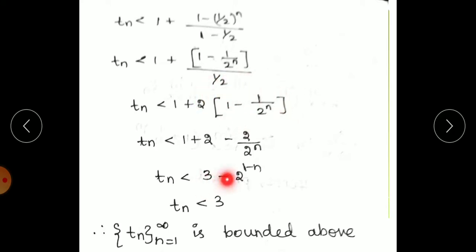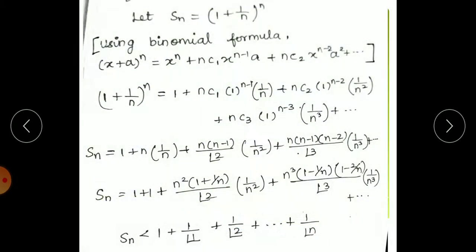So 1 plus 2 is 3, minus 2 power 1 minus n. This term 2 power 1 minus n is very small, so you can neglect it. So take the whole number, that is 3. So Tn is less than 3, therefore Tn is a bounded above sequence.